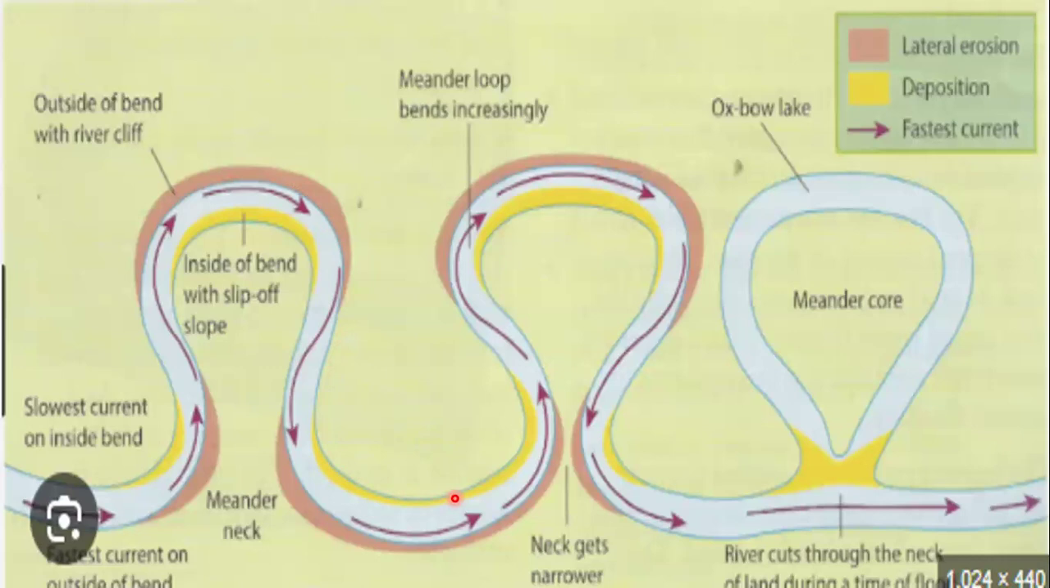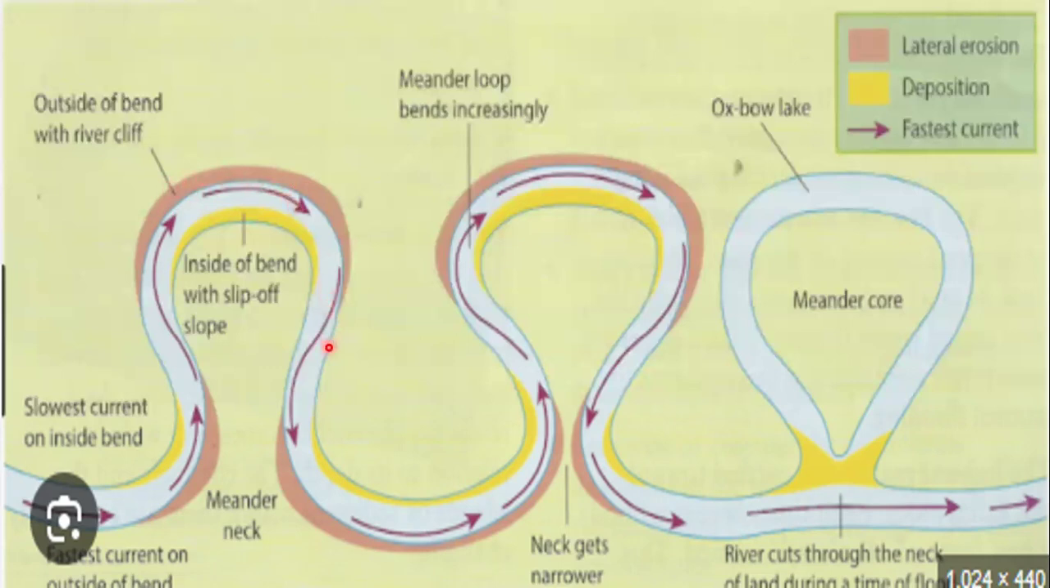Erosion and deposition cause a new channel to be cut through. Now, as the river water flows towards the concave side, the speed is faster. So here, erosion is done by the river. The outside bend is the river cliff. Here, erosion is done on a large scale.